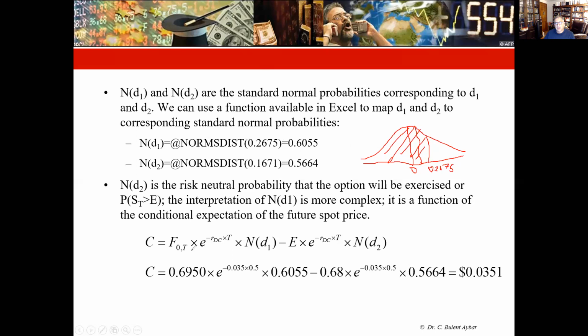plug them into the model in here. So N of D2 is actually the probability that the ST at expiration will exceed the exercise price. N1, as I mentioned, is a little bit more complex. It is a functional conditional expectation of the future spot price. So if we plug the numbers in, we get a price of $0.0351. Okay, so by using the option pricing formula, we get the option price, which is 3.51 cents per Swiss franc.